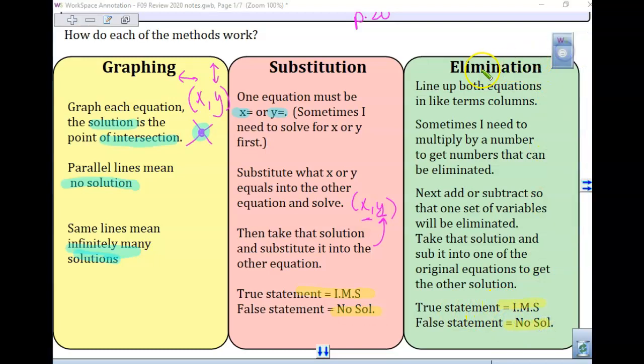Now, the last method that we've been working on the last 2 days was elimination. You line up both equations with like terms. Sometimes you might need to multiply by a number to get one eliminated. Then you add or you subtract. But keeping in mind when you subtract, a lot of times what you did was you multiplied that whole equation by -1. Once you've eliminated one, then you have to substitute back into one of the originals. So again, that answer is going to be x, y.